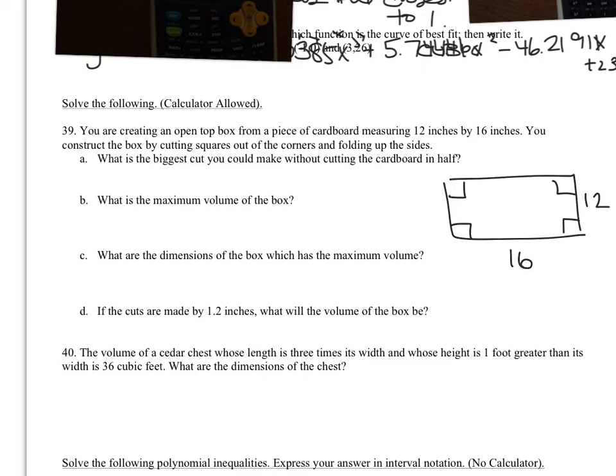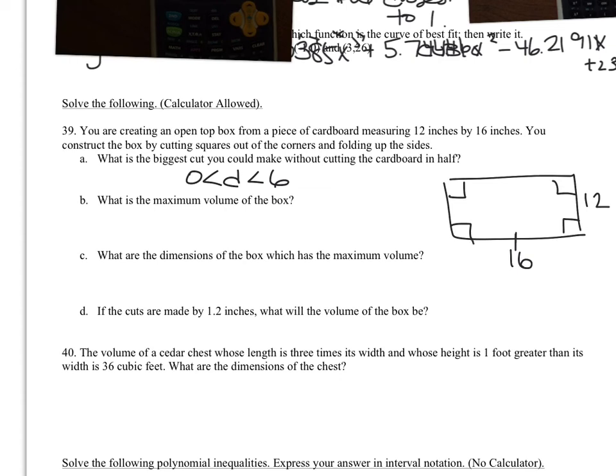So the biggest thing that I could cut without cutting it in half, so if I were to cut this in half, it'd be 8, and if I were to cut that side in half, it'd be 6. So it can't be anything bigger than 6. So I always would say my domain would be somewhere between 0 and 6. So now it wants to know what the maximum volume of the box is.